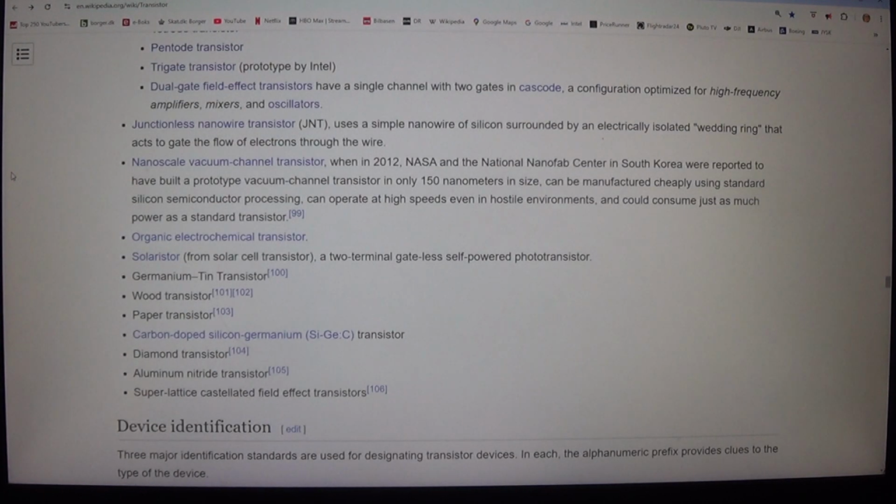9. Junctionless nanowire transistor, JNT, uses a simple nanowire of silicon surrounded by an electrically isolated wedding ring that acts to gate the flow of electrons through the wire.